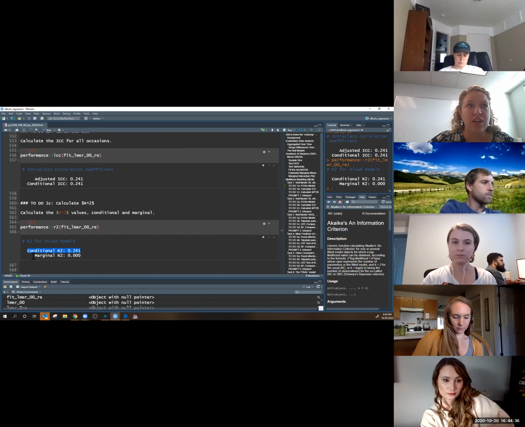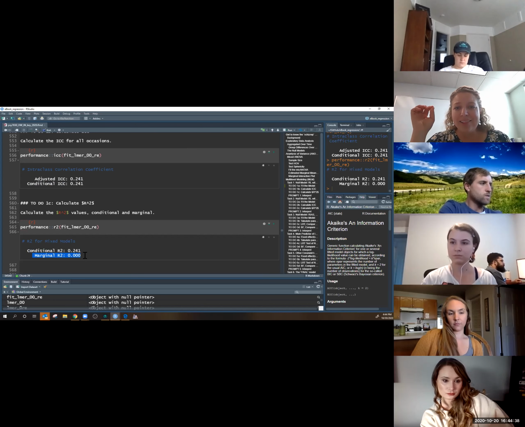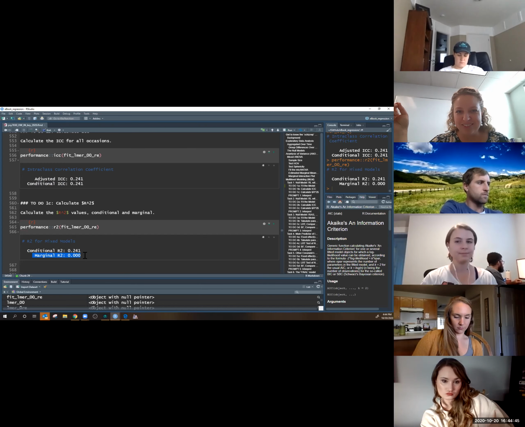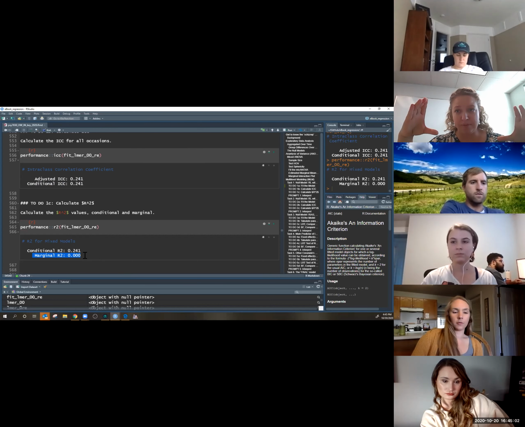Now this marginal R squared is 0. And the reason is the marginal is only for the fixed effects. And what fixed effects are in this model? Just the intercept, and that's just the average. So that doesn't really explain anything. On a truly null model, the marginal R squared will always be exactly 0. The conditional R squared will be equal to both the adjusted and conditional ICC. So that's the simplest way.